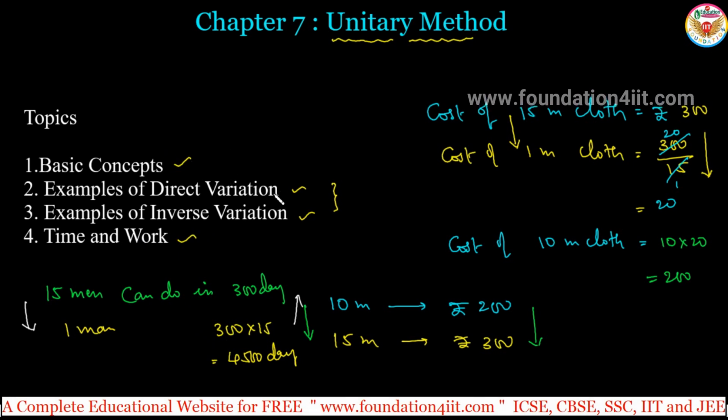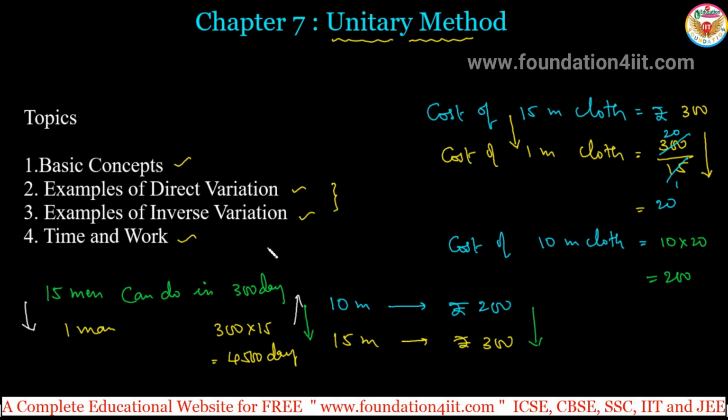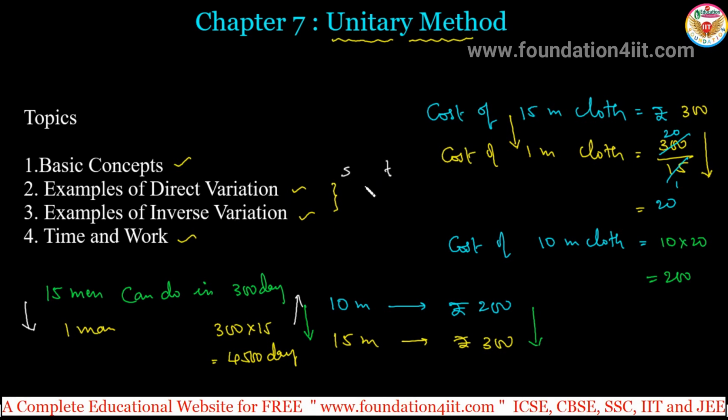So mostly in direct variation, you can get problems like: with more money, more articles can be bought. With greater speed, a larger distance can be covered in the same time. With fewer men, less work can be done; more men, more work can be done. When it comes to inverse variation: greater speed, less time. If you take more speed, the time taken will be less. So these both are inverse variation. Fewer men, more days to cover the same work. So these are examples for inverse.